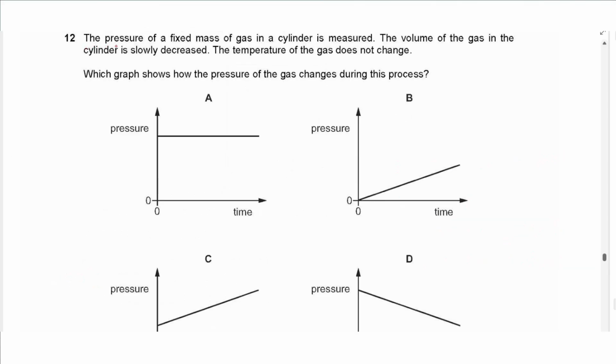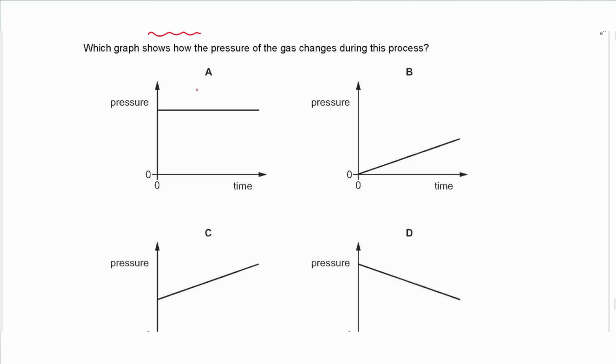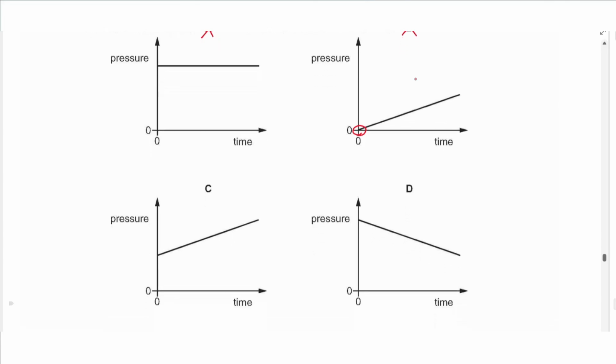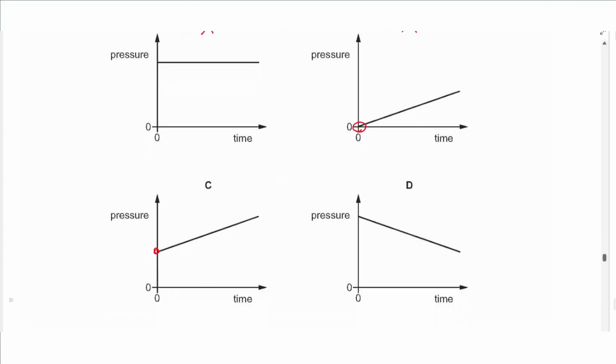Question 12 says the pressure of a fixed mass of gas in a cylinder is measured. The volume of the gas in the cylinder is slowly decreased. The temperature of the gas does not change. Which graph best shows how the pressure changes during this process? So the pressure is not constant. As volume decreases, pressure increases, but the pressure does not start from zero, so B is also wrong. Pressure starts from a low point and ends at a higher point, so the answer is C.